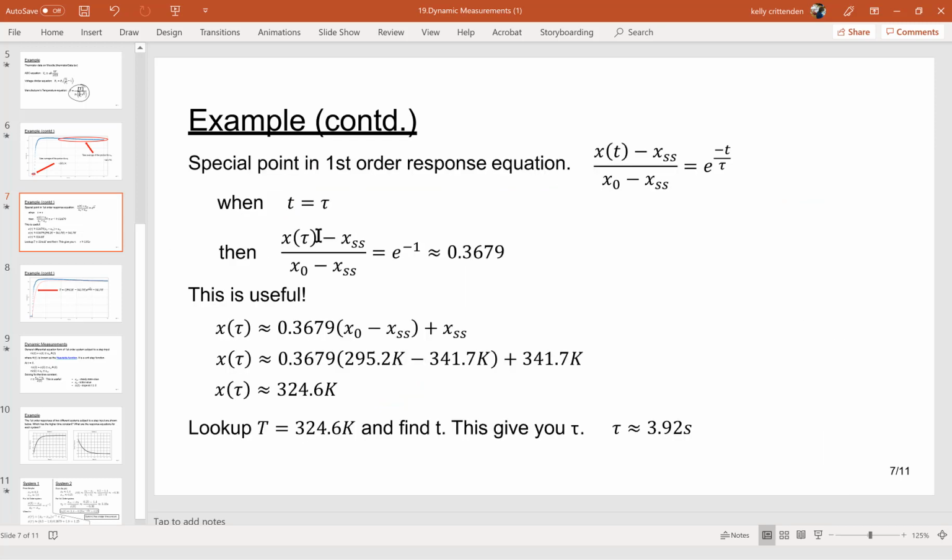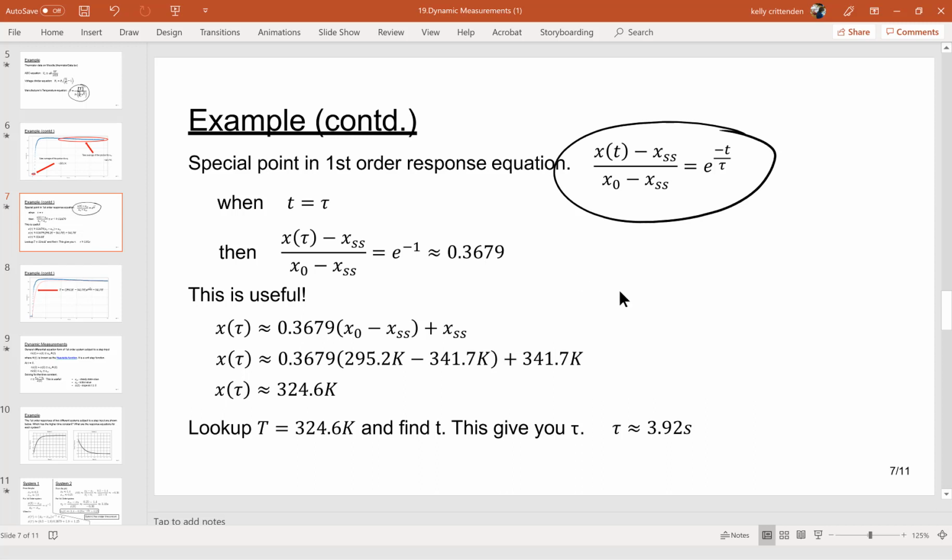All right, so here's that equation that we said was the solution for a first order equation and our response equation.